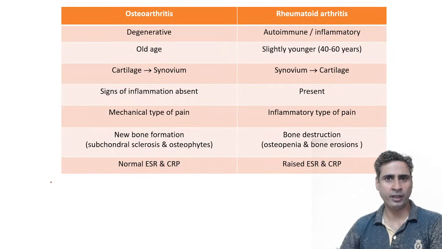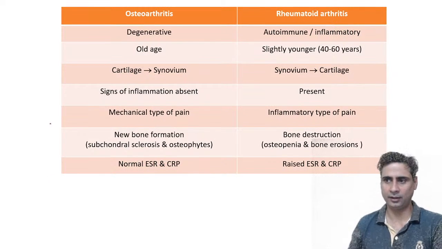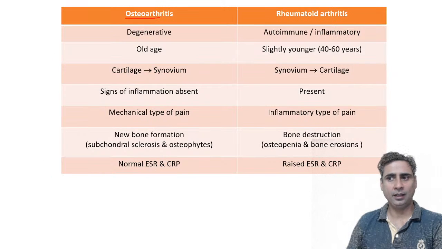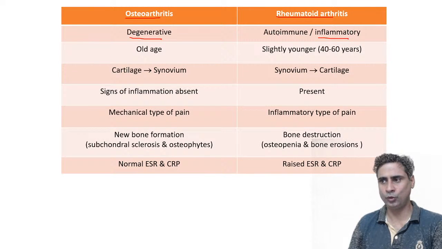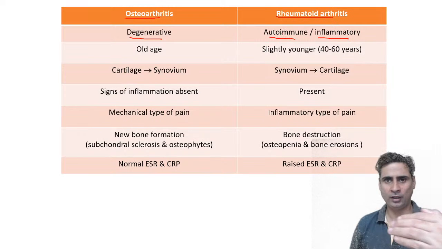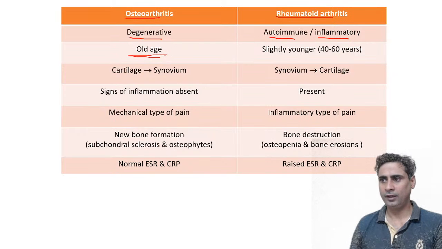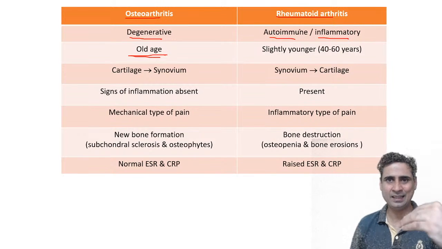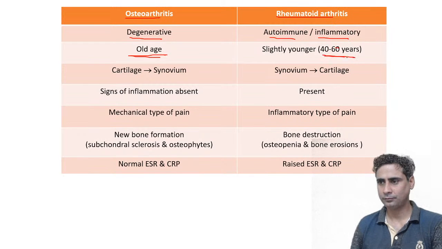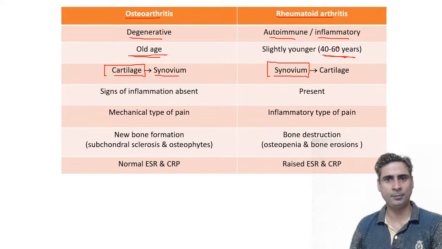Okay. So this is the table showing important differences between osteoarthritis and rheumatoid arthritis. Osteoarthritis is primarily a degenerative disorder, whereas rheumatoid arthritis is an inflammatory joint disorder due to autoimmunity. Age group: in osteoarthritis, as the most important risk factor is increasing age, mostly patients are old, whereas in rheumatoid arthritis they are slightly younger than patients of osteoarthritis. And sequence of involvement: the primary target in osteoarthritis is articular cartilage, with later involvement of synovium. In rheumatoid arthritis, the primary target is synovium. Synovitis is the early pathology, followed by damage to articular cartilage.